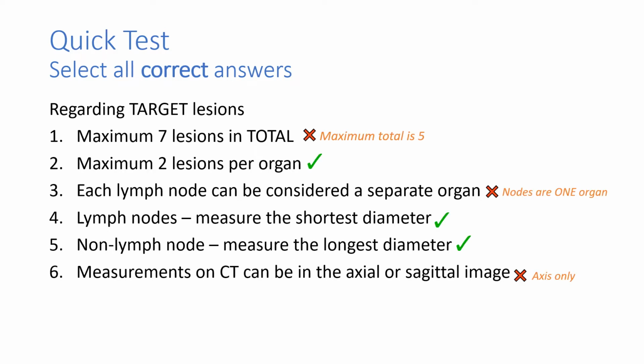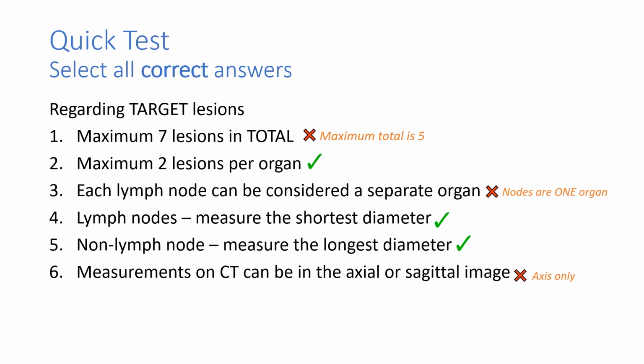Okay, so how did you go? Here are all the answers. Regarding target lesions, the maximum number of lesions total is 5, not 7, but there is a maximum of 2 lesions per organ. Regarding lymph nodes, all of the lymph nodes are considered as one organ. So if you've got lymph nodes in your neck, abdomen, and groin, they're all considered one organ, and you can't choose more than 2 of those as target lesions.